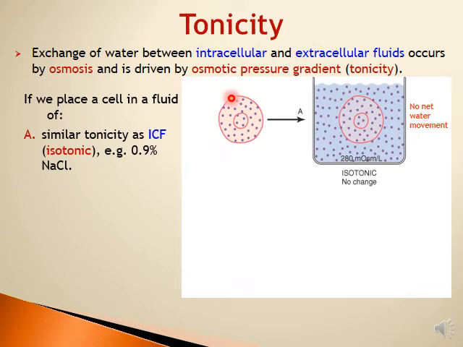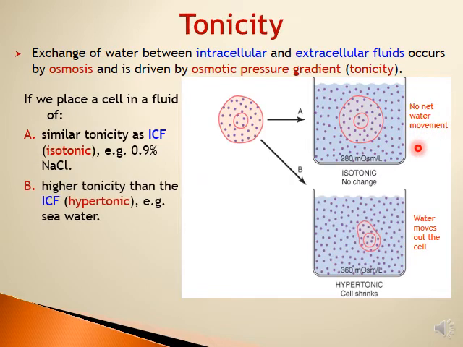If we place the cell in a solution that has the same osmolarity as the cytoplasm, this solution is called isotonic. So it is a solution that has similar tonicity as the intracellular fluid, and here we can use 0.9% sodium chloride. So what happens? Actually, the cell will not be affected because the number of water molecules entering the cell is equal to the number of water molecules leaving the cell. So there is zero net movement of water, no net movement of water.